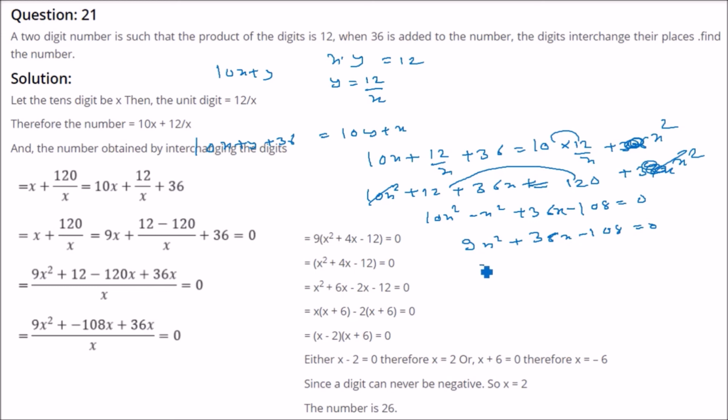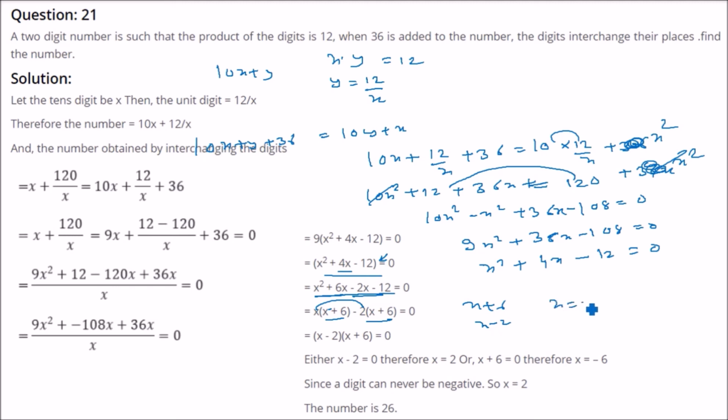Divide both sides by 9. So we get x square plus 4x minus 12, because 9 into 4 is 36, and 9 into 12 is 108. 12 can be written as 6 into 2. So 4x can be written as x square plus 6x minus 2x minus 12. Now take x common here, x plus 6 will remain. Take minus 2 common here, x plus 6 remains. So what do you get? x plus 6 and x minus 2.